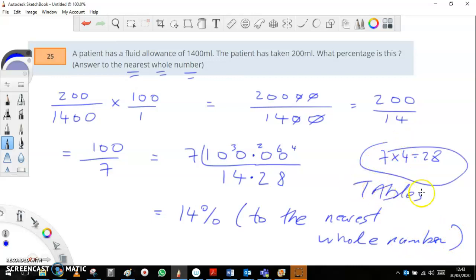Now it's important here, you can see that you know your tables. So don't be afraid to strengthen up your tables by learning your tables and going to websites like timestables.com.